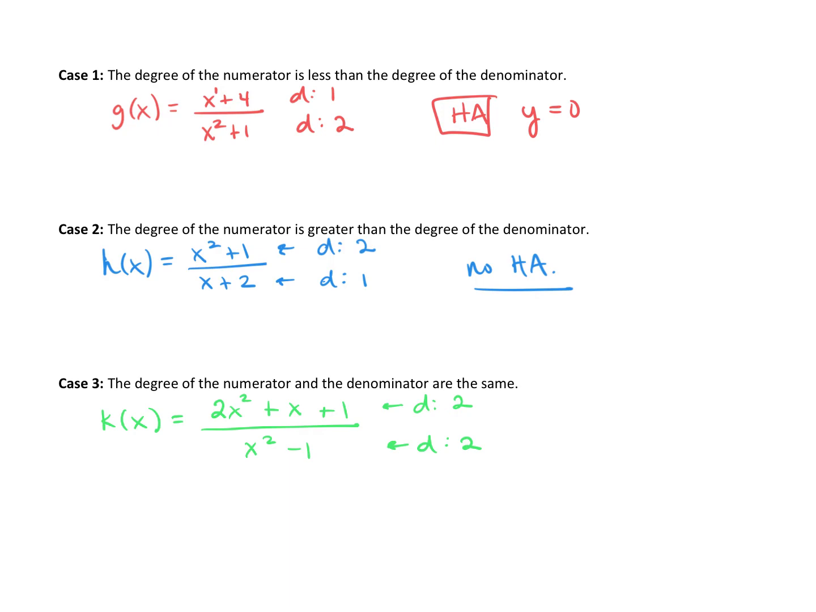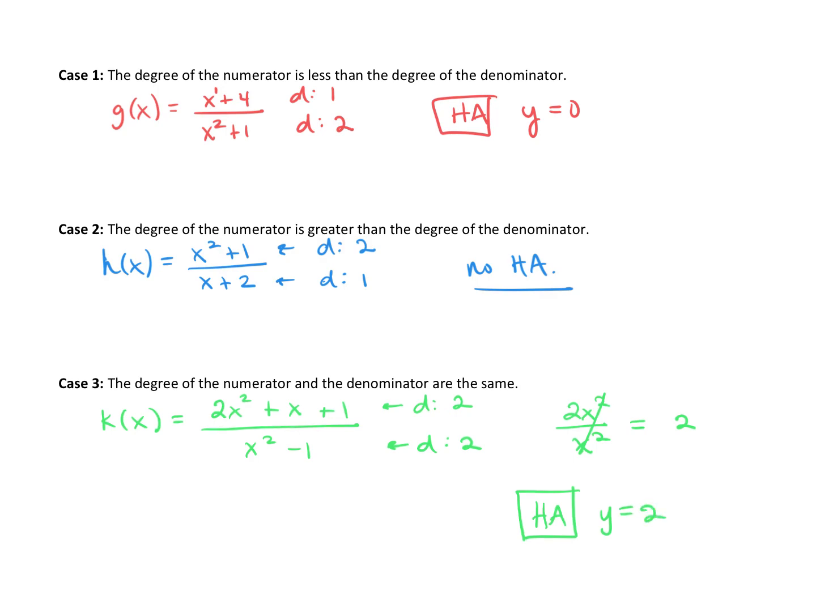So when the degrees are the same, what we do is we take the ratio of our leading terms. So the leading term in the numerator is 2x squared. We're going to create a ratio. We're going to put it over the leading term of the denominator, x squared. There we go. And then we're going to simplify this. 2x squared over x squared, we notice that those x squareds would cancel away, leaving us with a 2. So our horizontal asymptote is always going to be a y equals, by the way, because it's a horizontal line, and it's going to be y equals 2.